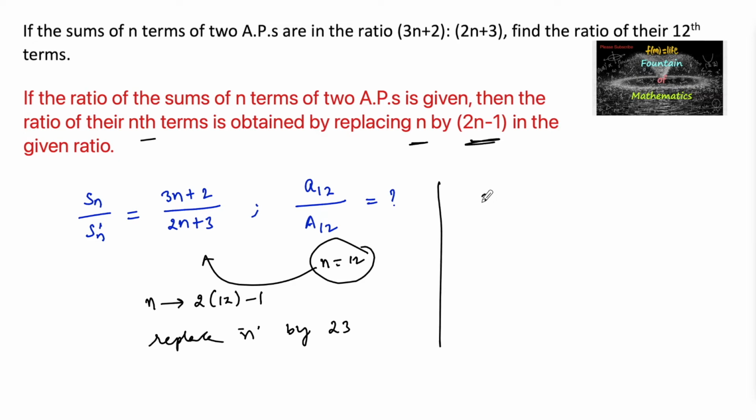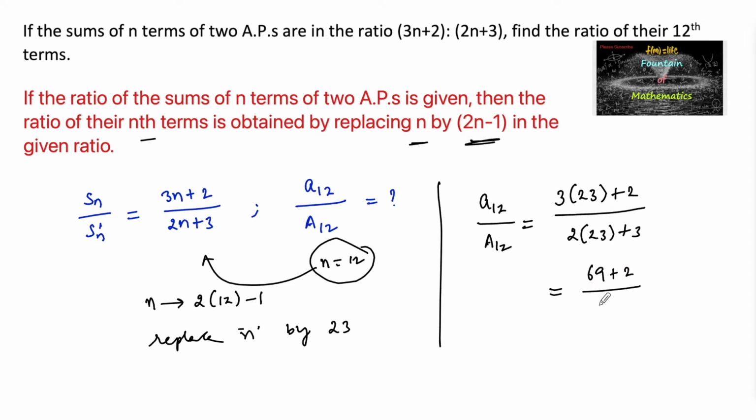Therefore a12 upon A12 is equal to 3 times 23 plus 2 upon 2 times 23 plus 3, which is 3 times 23 is 69, 69 plus 2, upon 2 times 23 is 46, plus 3. So we have 71 upon 49. Therefore the required ratio is equal to 71 is to 49.